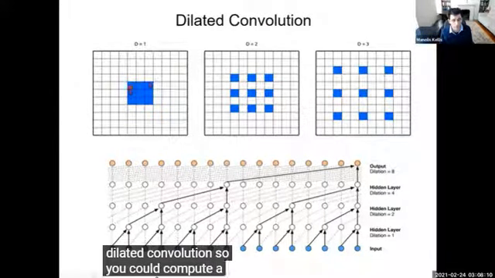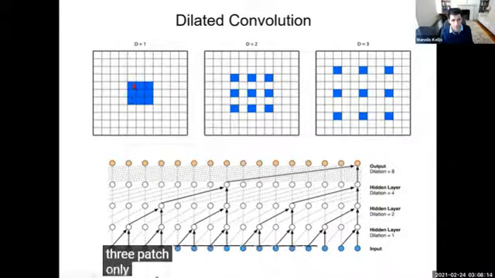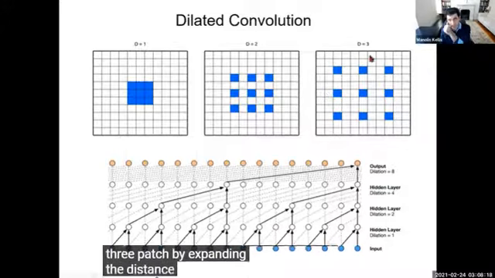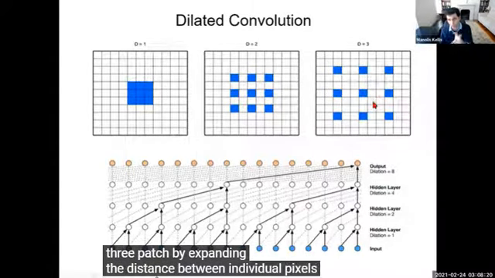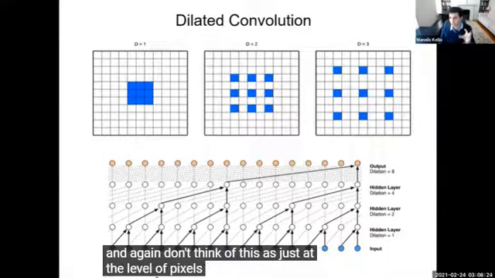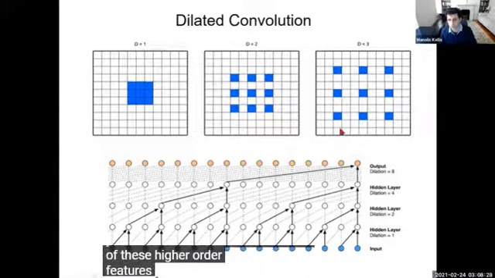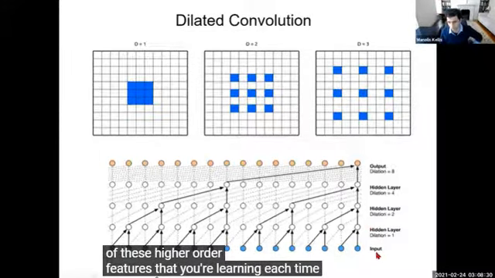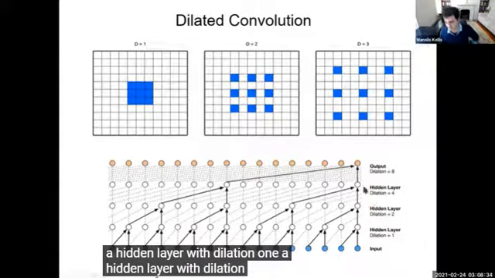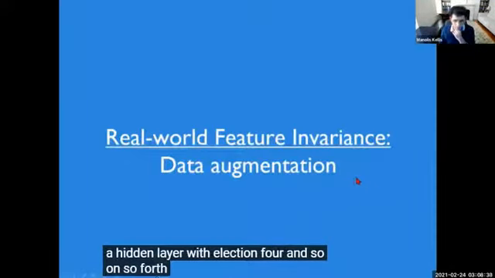So you could compute a 3x3 patch, but instead of computing the 3x3 patch only here, you could compute the 3x3 patch by expanding the distance between individual pixels that you're looking at. And again, don't think of this as just at the level of pixels. You can think of it as also at the level of these higher order features that you're learning each time. So if your input is here, you can have a hidden layer with dilation 1, a hidden layer with dilation 2, a hidden layer with dilation 4, and so on and so forth.